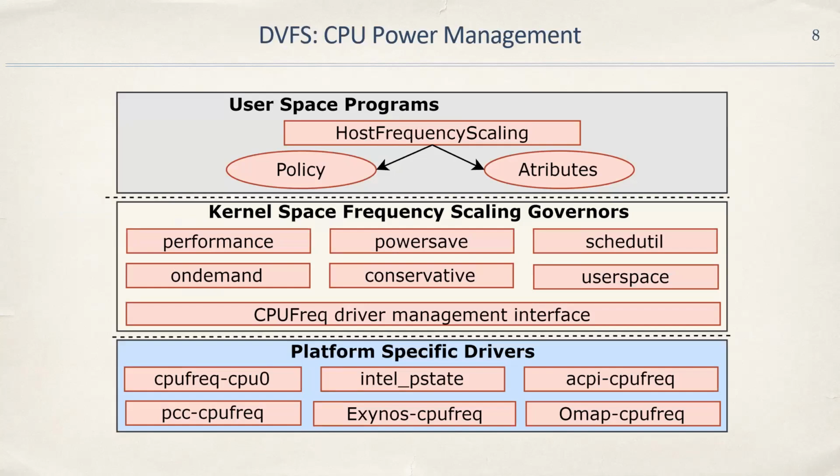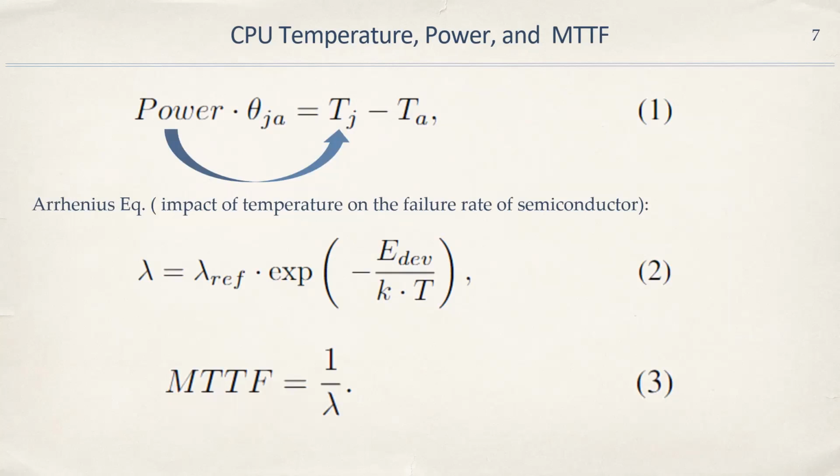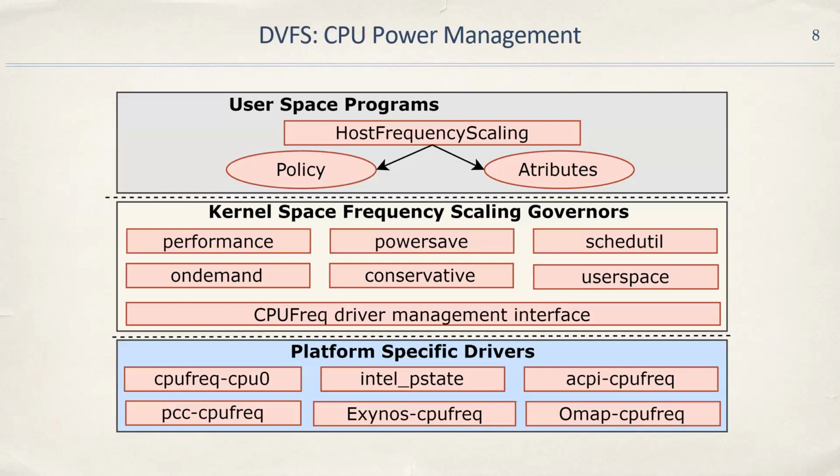So we use the dynamic voltage frequency scaling mechanism to increase and decrease the performance of the CPU, because we believe power consumption is directly proportional to the CPU die temperature. We use DVFS, which is basically CPUFreq, the Linux subsystem. And we use this mechanism for performing CPU frequency scaling.